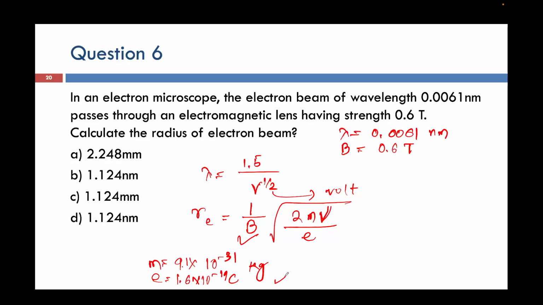e is known, m is known, B is given, V was unknown, but V we can calculate using this equation, lambda is equal to 1.5 divided by V to the power 1 by 2. So this is also known. By putting all these things in, we will be able to calculate Re. So can anyone tell me what is the value of Re? I don't have a calculator.